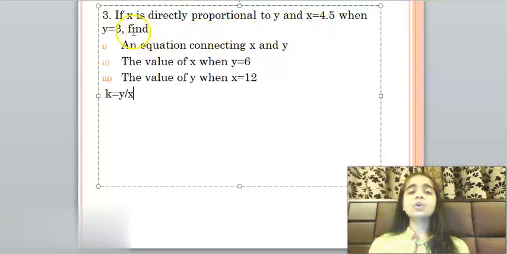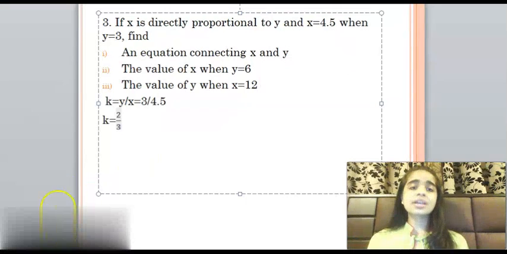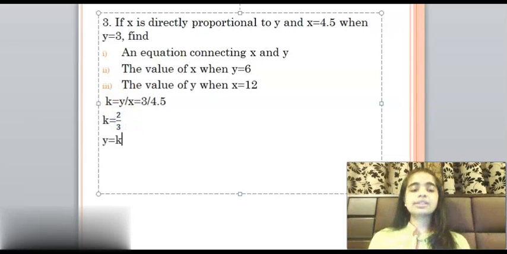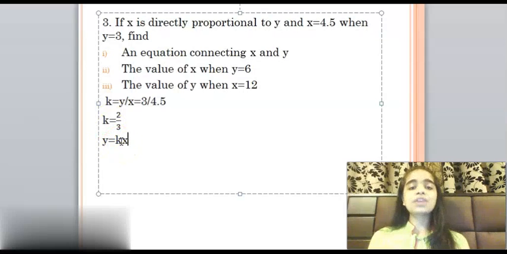Now, our y value is 3 and our x value is 4.5. So this will be 3 upon 4.5. And you tell me, what is the value of 3 upon 4.5? In fractions, 3 divided by 4.5 is 2 upon 3. So our value of k is 2 upon 3. Now, since the equation is y is equal to kx, this is our equation, right? So our k is 2 upon 3, so in place of k, we will write 2 upon 3. And hence, y is equal to 2 upon 3 x will be our equation.